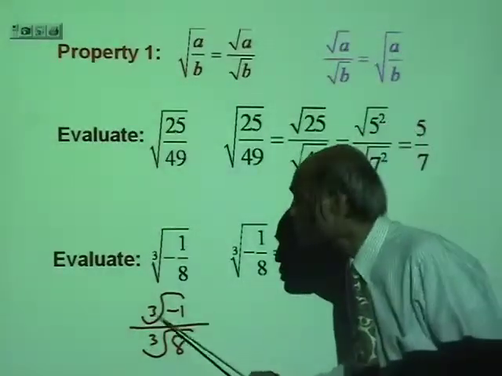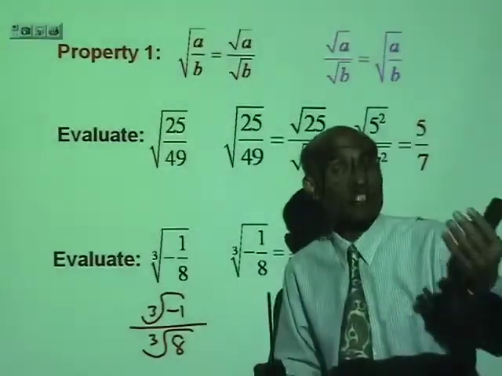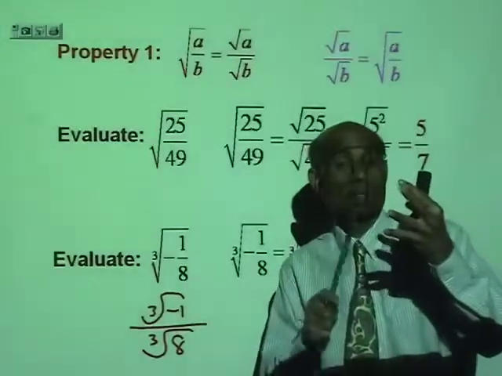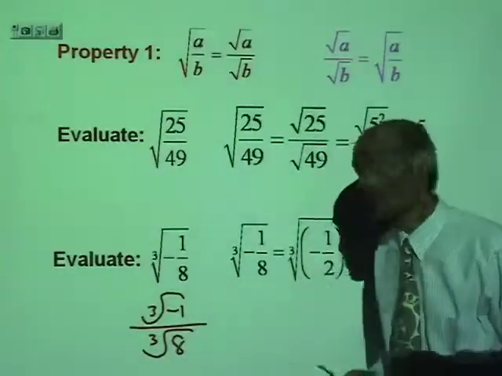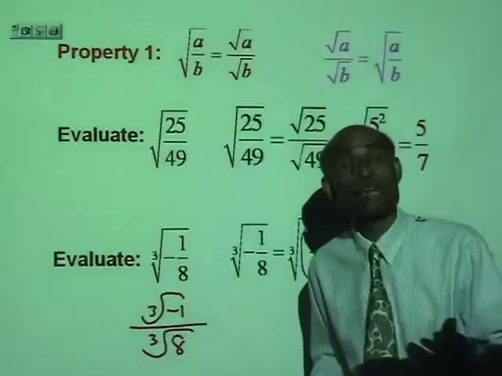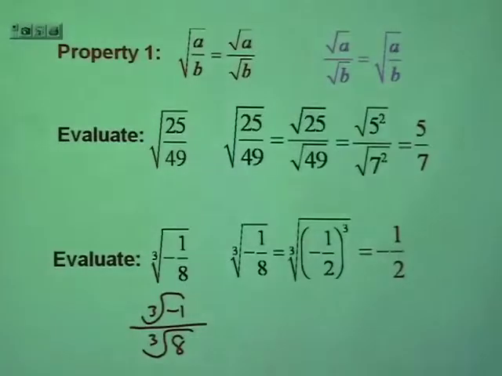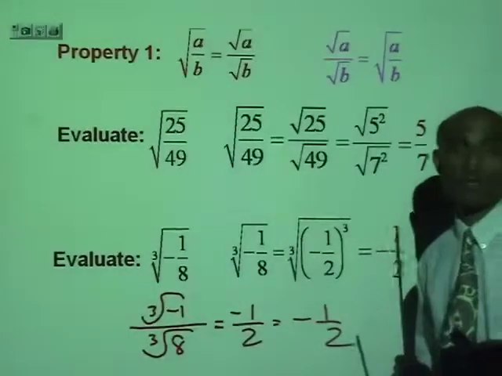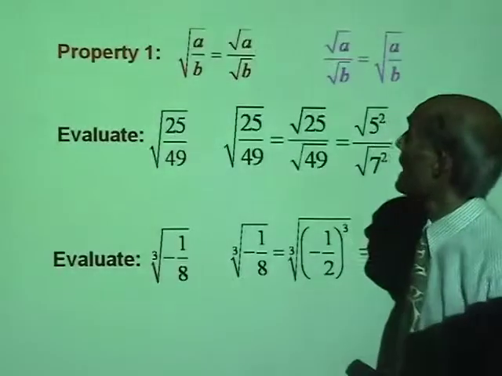Now tell me, what is cube root of negative 1? Cube root of negative 1 is negative 1, because negative 1 times negative 1 times negative 1 is negative 1. And what is cube root of 8? Cube root of 8 is 2. So this will be negative 1 over 2. So this is equal to negative 1/2. So you can do it in either way. As long as you understand it, that'll be fine. Okay, let's move on and continue.